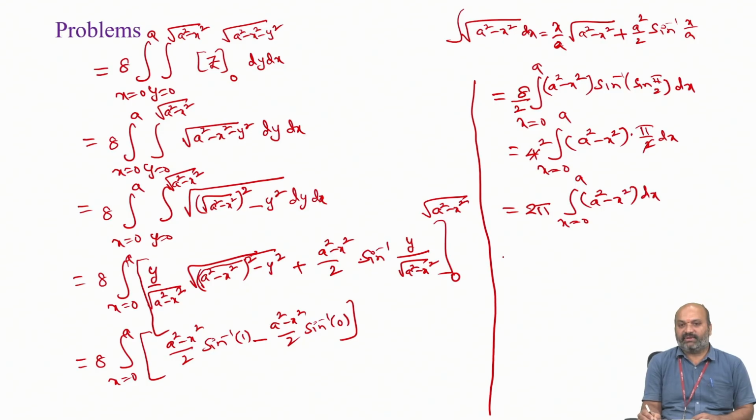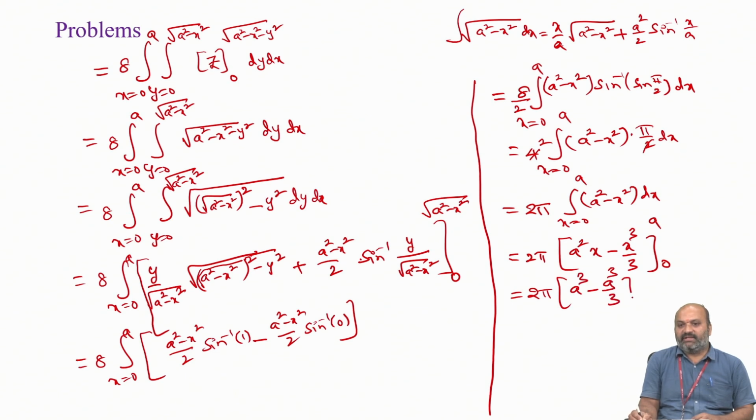Let's integrate this with respect to x finally. It is 2 pi. A square is a constant, integral 1 dx is x, x square integral is x cube by 3. Upper limit is a, lower limit is 0. So therefore it is equal to 2 pi. Now instead of x, a square into a cube minus instead of x, a cube by 3. Lower limit is 0, so no contribution. So it is 2 pi into 3 minus 1, it is 2a cube by 3.